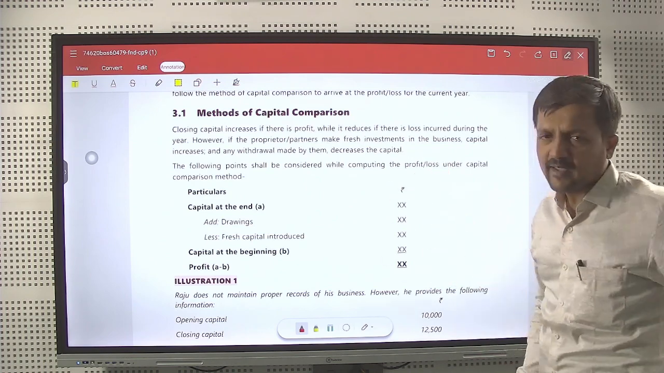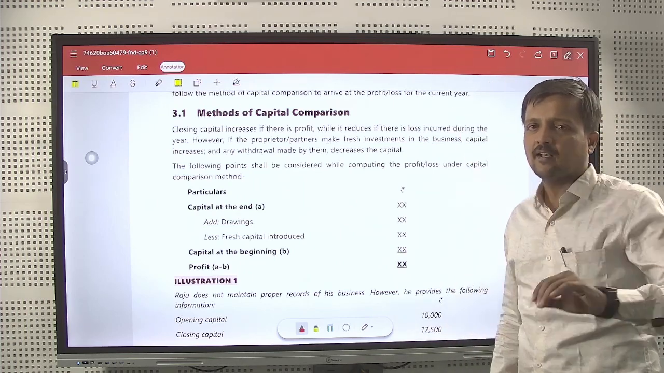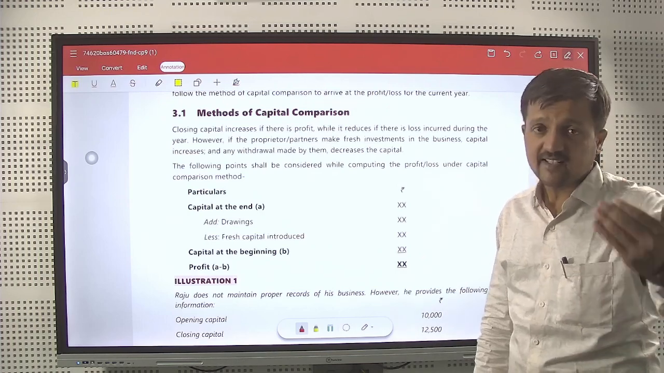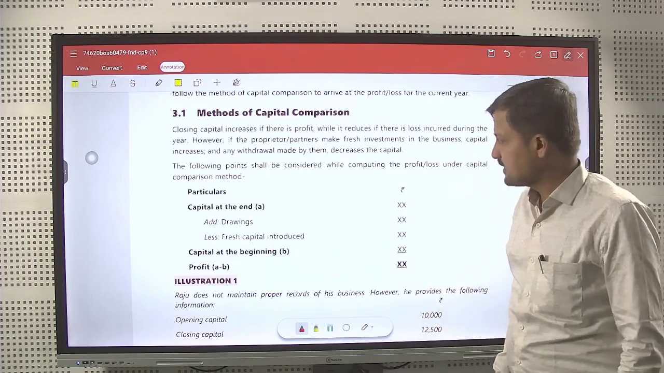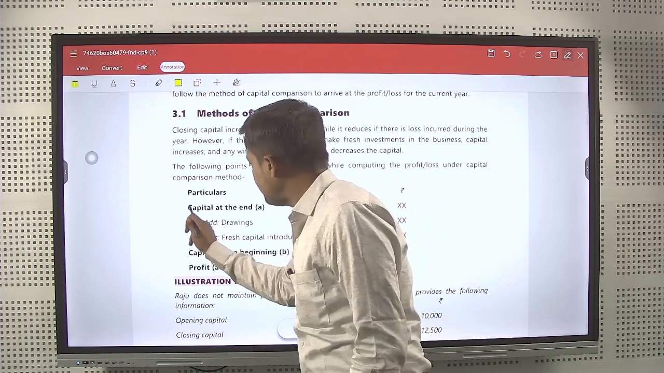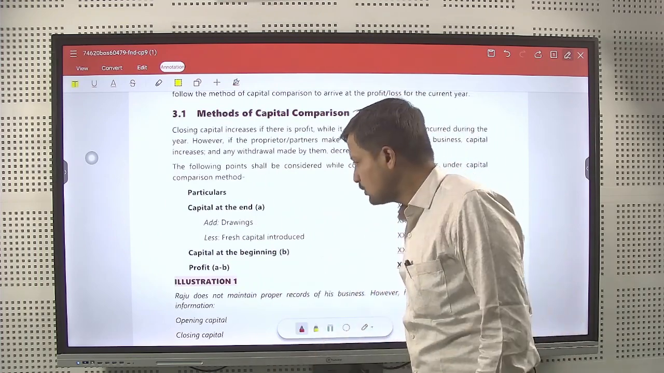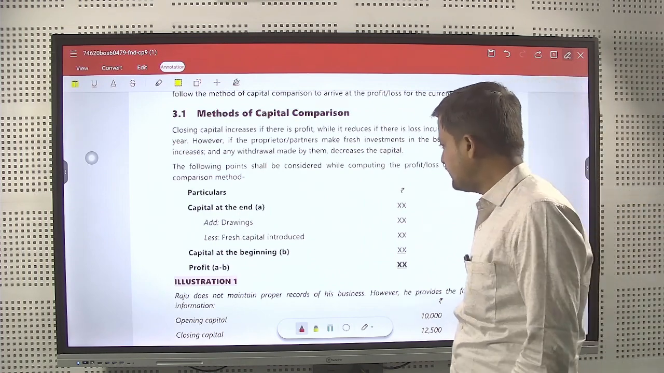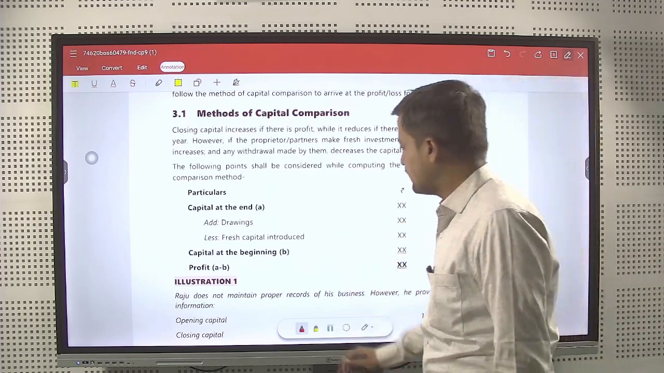Very true it is. If you remember, during your first year in the final accounts, we used to do the same thing. In the capital which is given there, we used to add additional capital, profit, interest on capital, and we used to deduct drawings, interest on drawings, and net loss. Okay, so now next, the following table shall be considered while computing the profit or loss. See here, the capital at the beginning, if it was there, then additional capital was added, net profit was added, but what we have taken first is the capital at the end. Then what we do is add drawings, because when we start with the closing, we need to reverse it. Then less fresh capital.